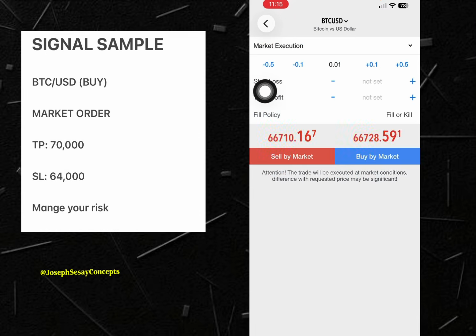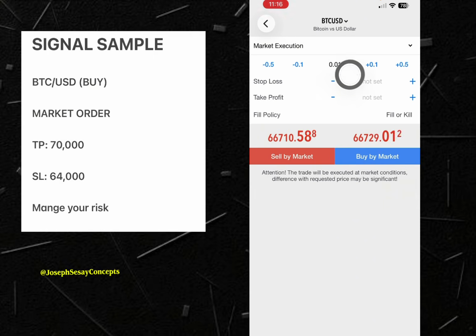But now, what do we mean by market execution? Market execution is just the same as instant order or market order. This means that you can enter a buy trade now or a sell trade now. It means you are going to buy at the current market price, or you are going to sell. So in this case, the price of Bitcoin currently is 66,712. And the signal is saying we should enter at the current market price, which means we should buy now.